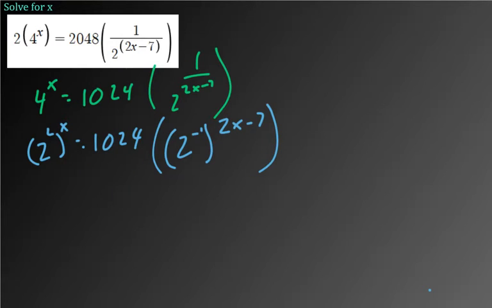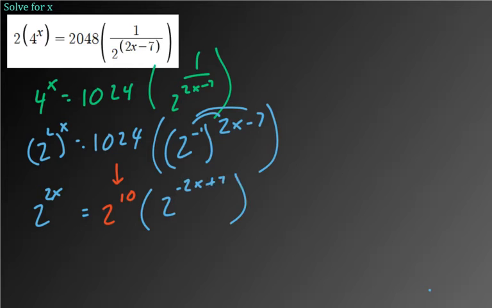Still not good enough because this constant in front is not a base 2, right? But you actually can make it a base 2. If you go through your powers of 2, you would see that this thing actually reduces to 2 to the 10th. And so now I'm going to multiply those right there. I'll also distribute that negative 1 there. So I have 2 to the minus 2x plus 7.